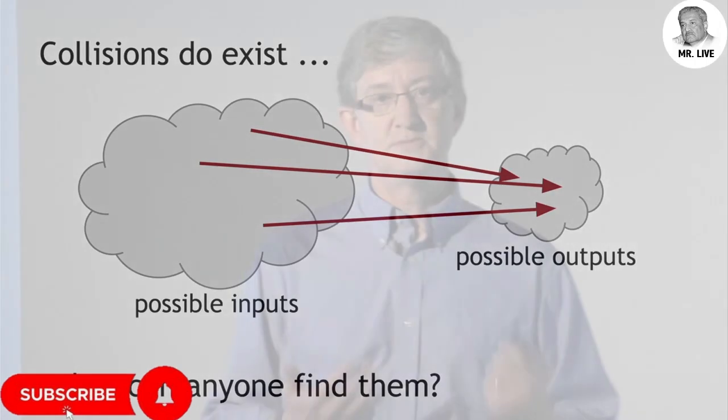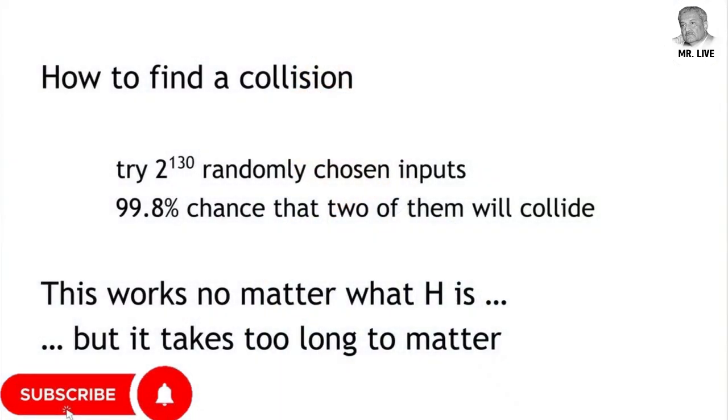Okay. Now, to make things even worse, I said that it has to be impossible to find a collision. Let me tell you how to find a collision, because there's a method that's guaranteed to work. The method works like this: we're going to pick 2 to the 130 randomly chosen inputs over on the left cloud of that previous diagram. And if we pick those 2 to the 130 randomly chosen inputs, it turns out there's a 99.8% chance that at least 2 of them are going to collide. And so this is a very simple method for finding a collision.